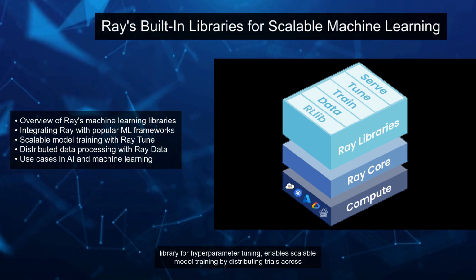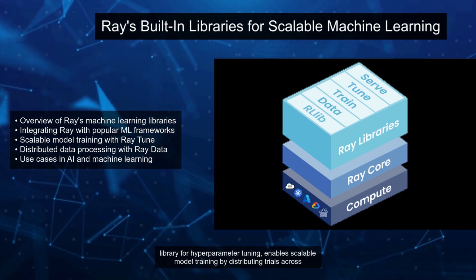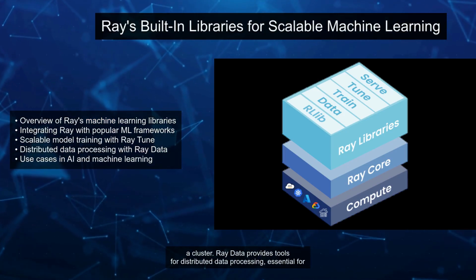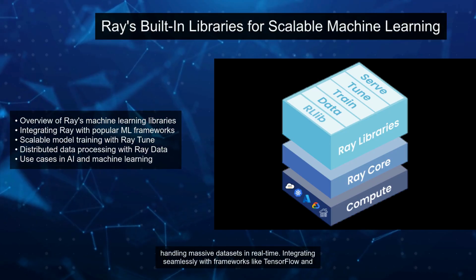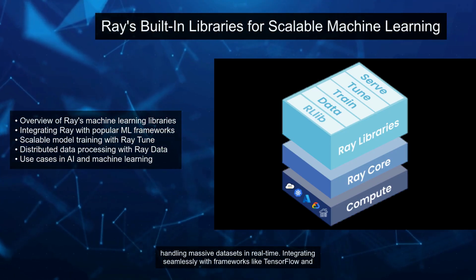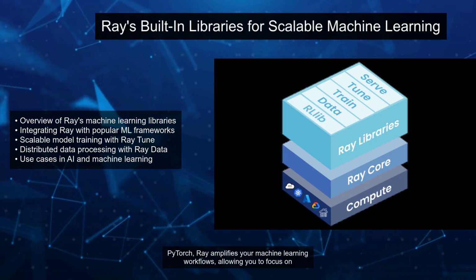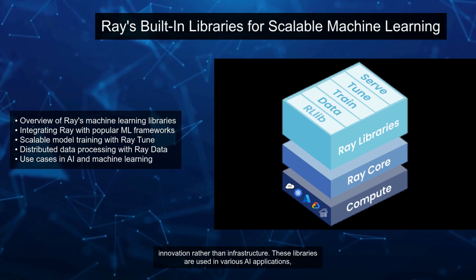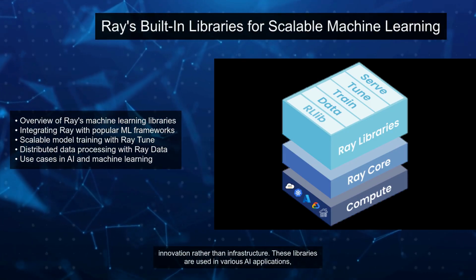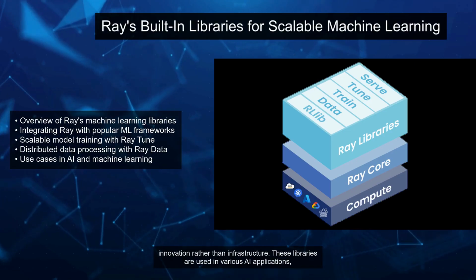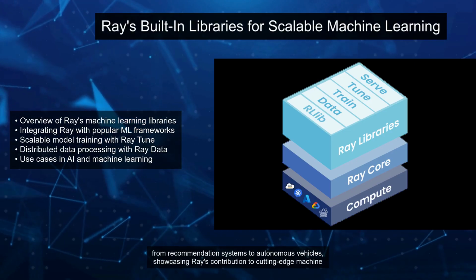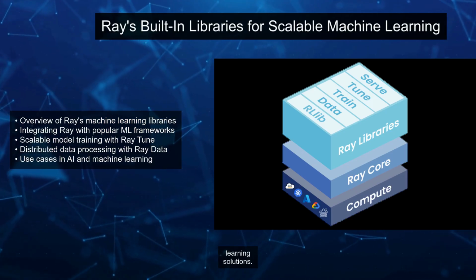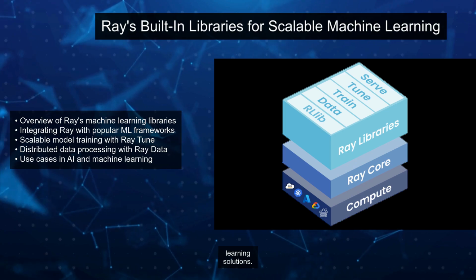Ray's ecosystem includes powerful libraries tailored for machine learning. Ray Tune, a library for hyperparameter tuning, enables scalable model training by distributing trials across a cluster. Ray Data provides tools for distributed data processing, essential for handling massive datasets in real time. Integrating seamlessly with frameworks like TensorFlow and PyTorch, Ray amplifies your machine learning workflows, allowing you to focus on innovation rather than infrastructure. These libraries are used in various AI applications, from recommendation systems to autonomous vehicles, showcasing Ray's contribution to cutting-edge machine learning solutions.